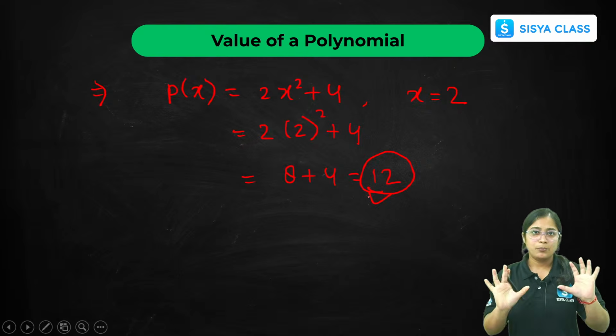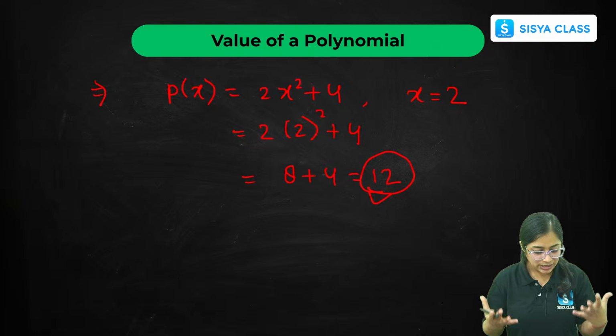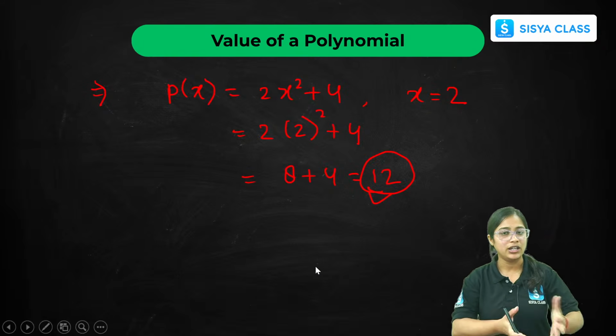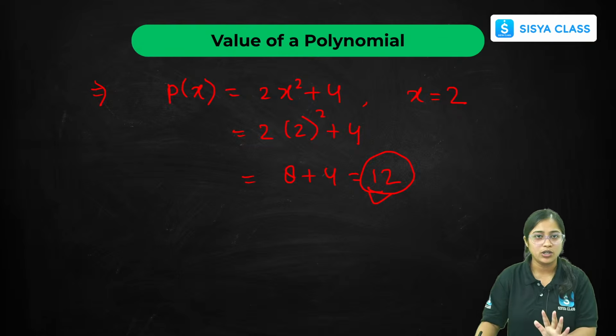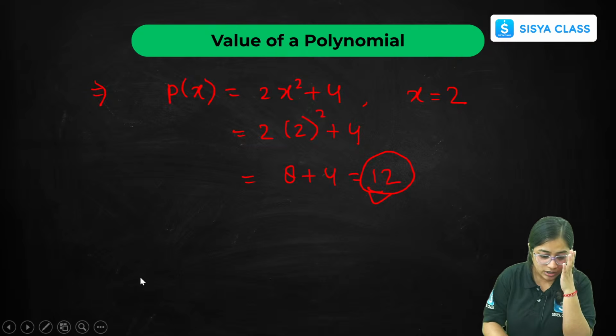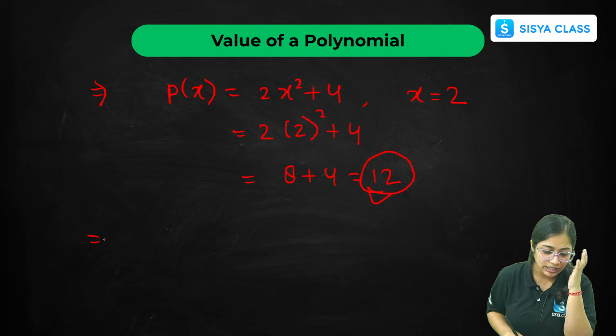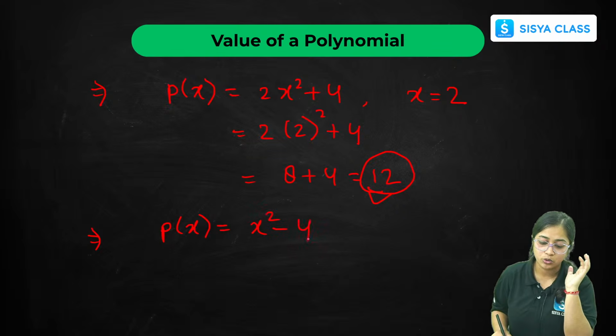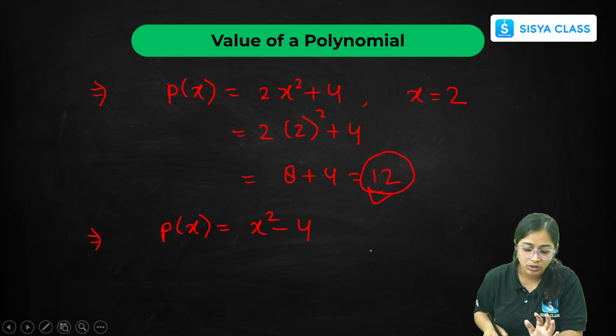So it is very simple. Whatever polynomial is given to you, substitute the value of your variable in place of the variable. You will get the value of that polynomial, okay? Now, why are we discussing this? Because let's suppose I give you this polynomial p(x) equal to x square minus 4, okay? Let's suppose I am giving you this polynomial.